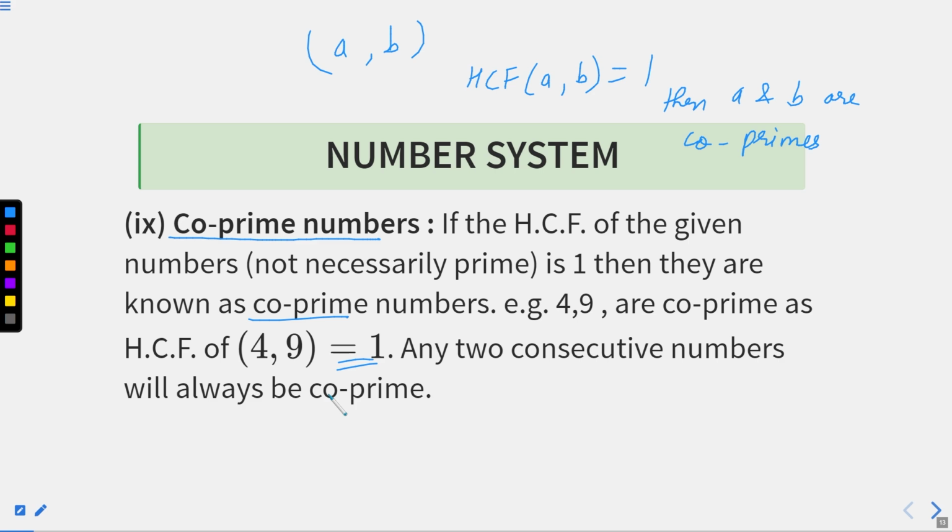Now let's take another example. Are 2 and 3 co-primes? Yes, because the HCF of 2 and 3 is equal to 1. Are 2 and 4 co-primes? No, because the HCF is 2. Clear?